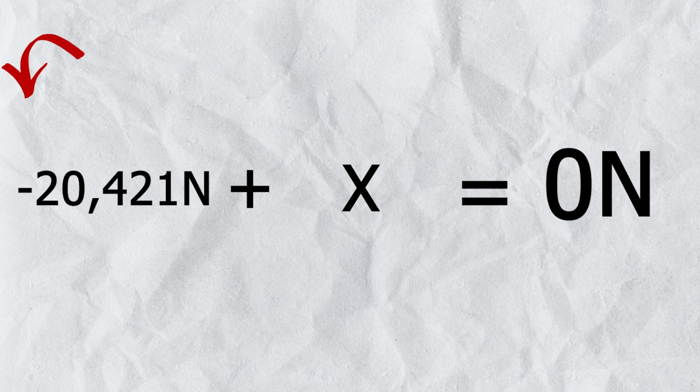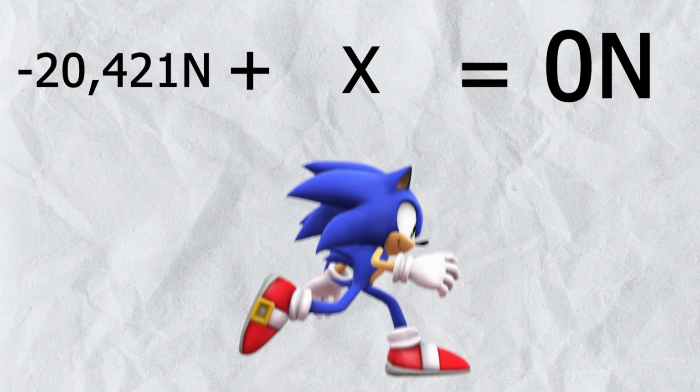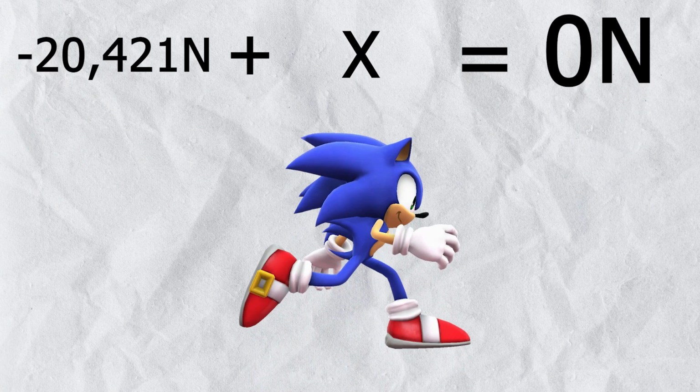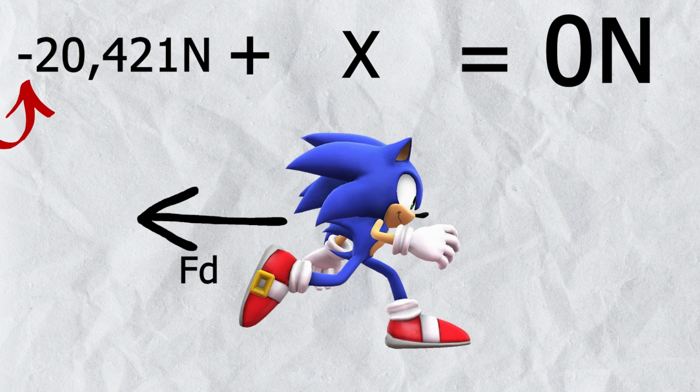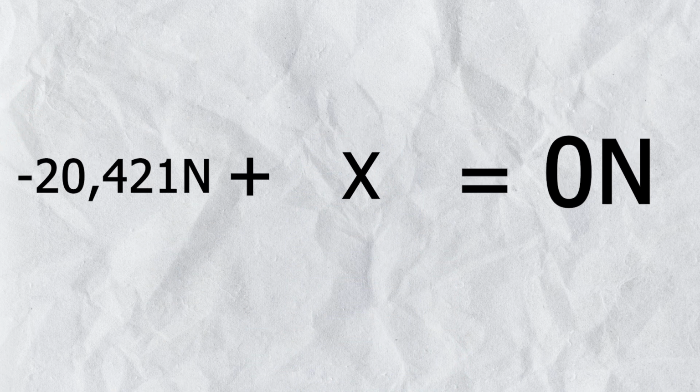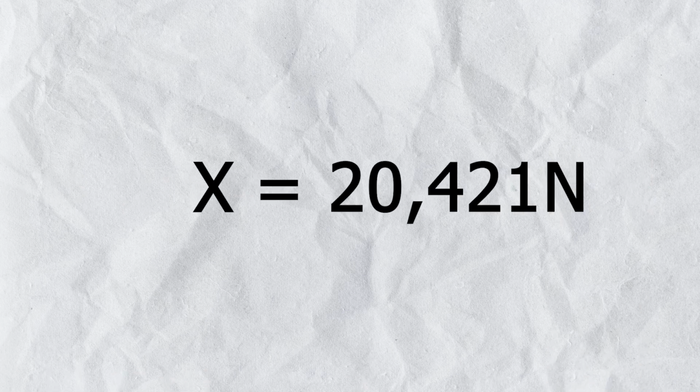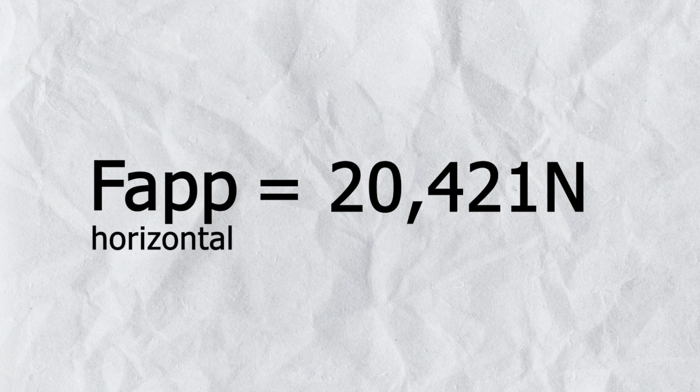But wait, why is the drag force a negative? This is because the drag force is pushing in the opposite direction of the applied force, so it has to be opposite in the equation too. From here, we can just use algebra to get x equals 20,421 newtons. This is Sonic's horizontal applied force.